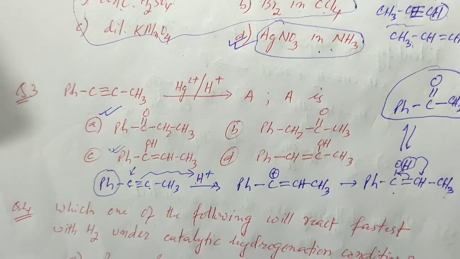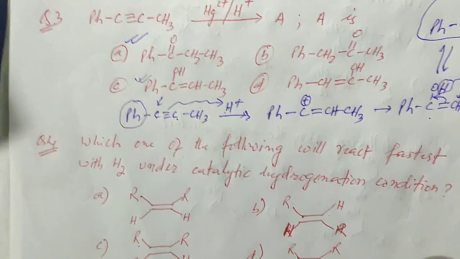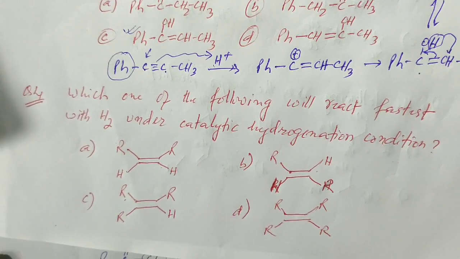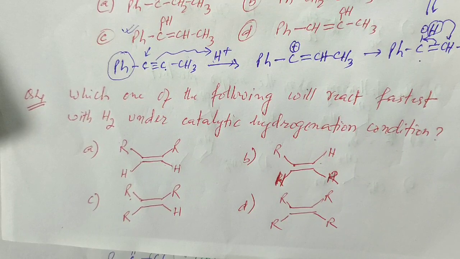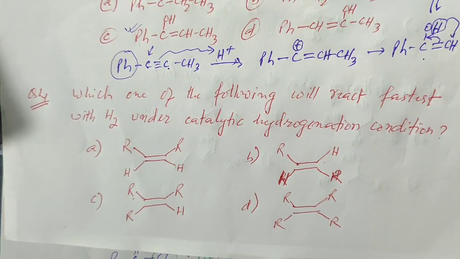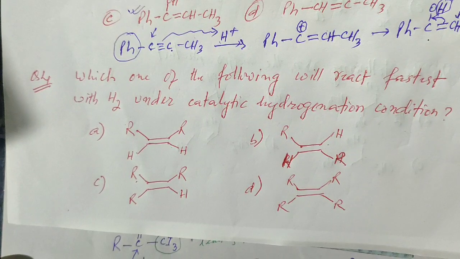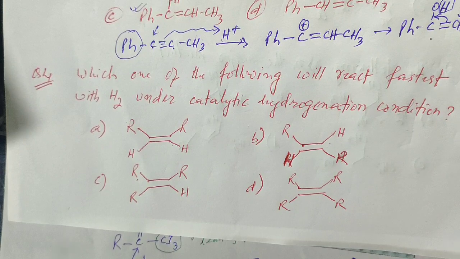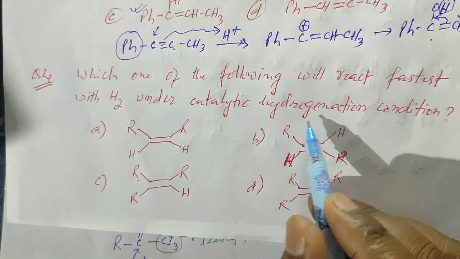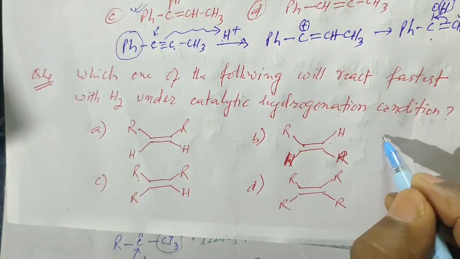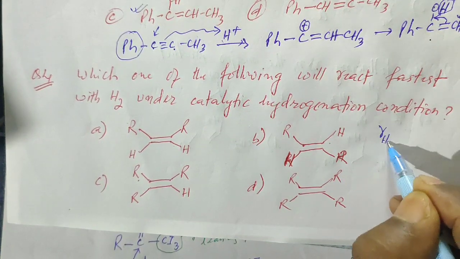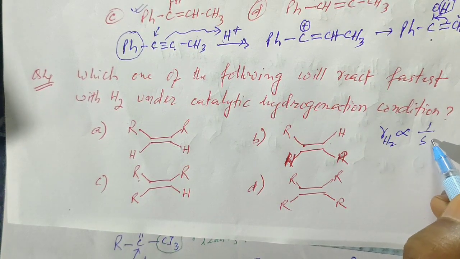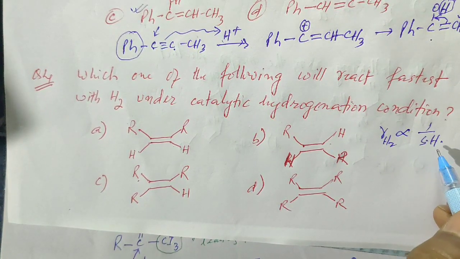Okay. Next question is question number 4. Which one of the following will react fastest with H2 under catalytic hydrogenation condition? This is the question. So we are given 4 alkenes. Now we need to check which one will react fastest. Now if we see hydrogenation, rate of hydrogenation will be inversely proportional to steric hindrance actually. Steric hindrance means bulky group.